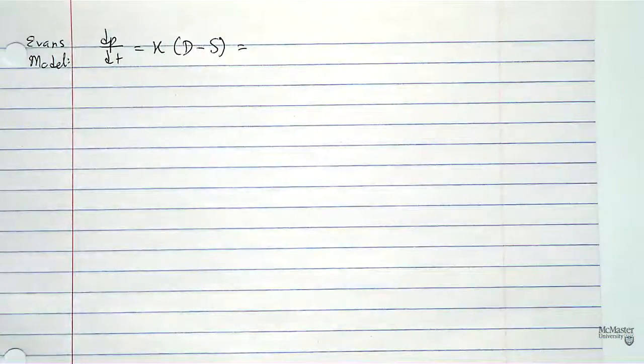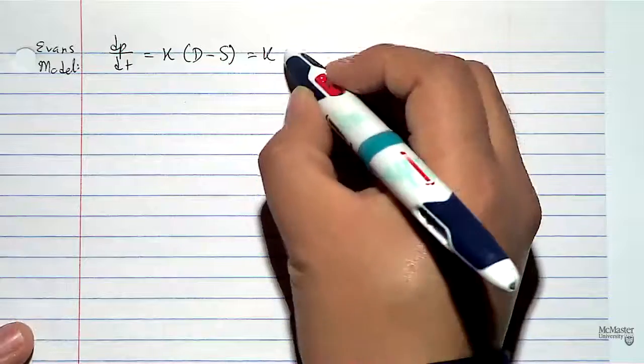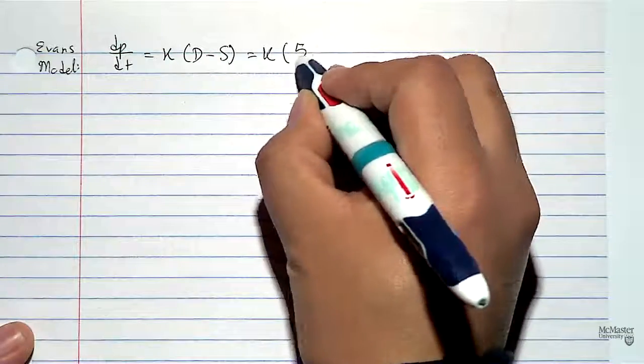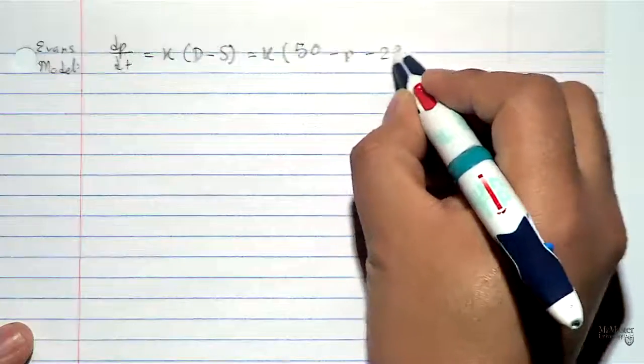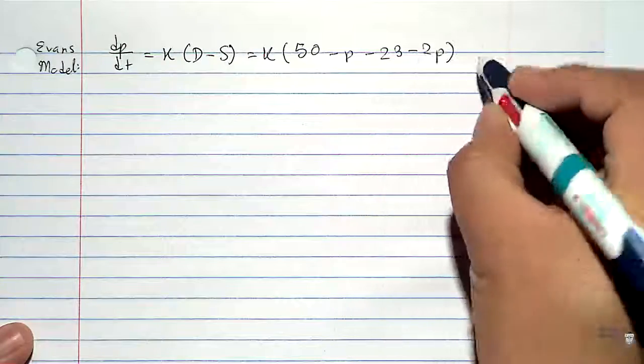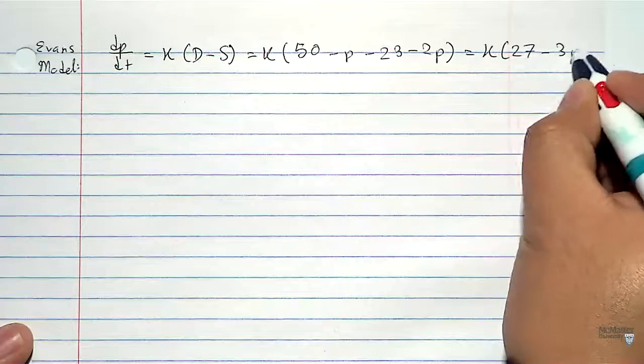So you have a constant k, which we will also determine from the info, and then we plug in the information. So d is equal to 50 minus p, then you have minus s, so you have minus 23 minus 2p. If you do the simplification, this is k times 27 minus 3p.